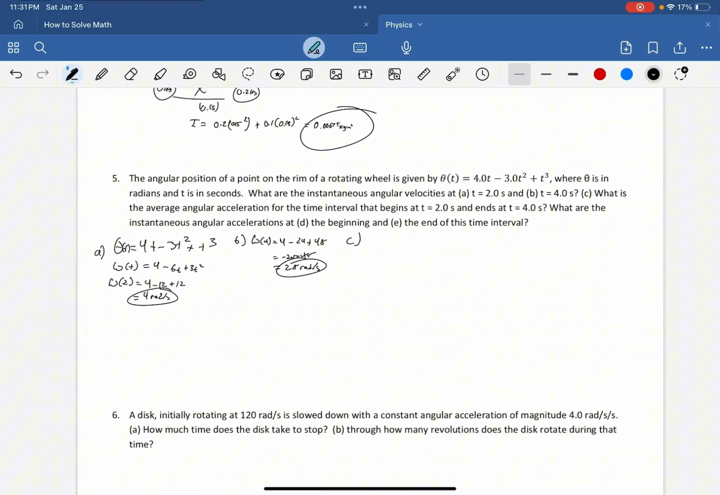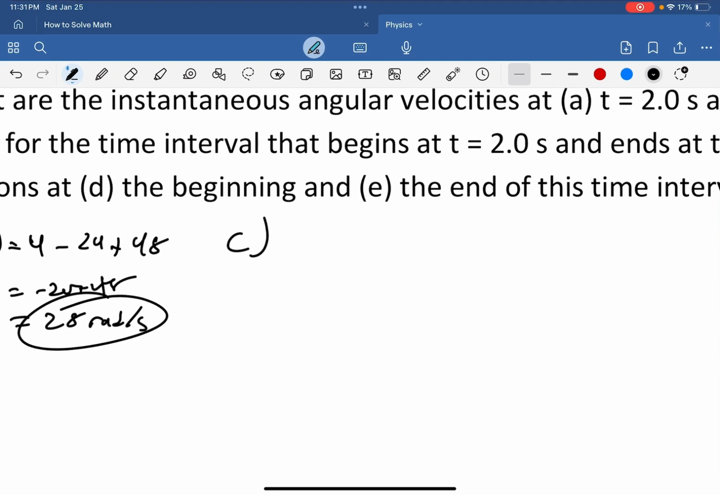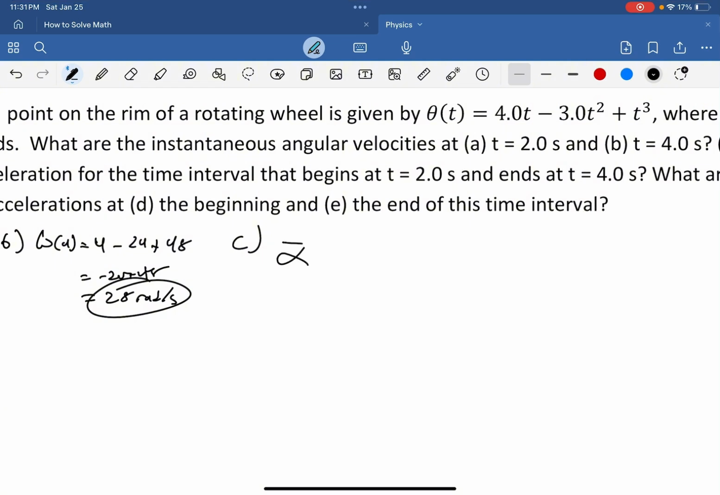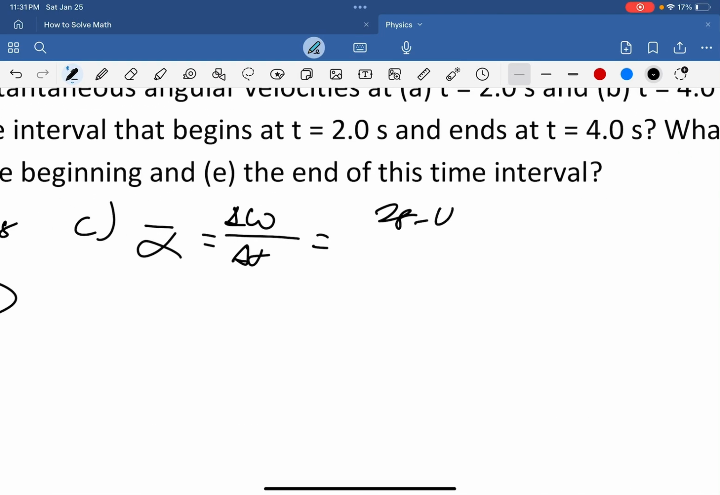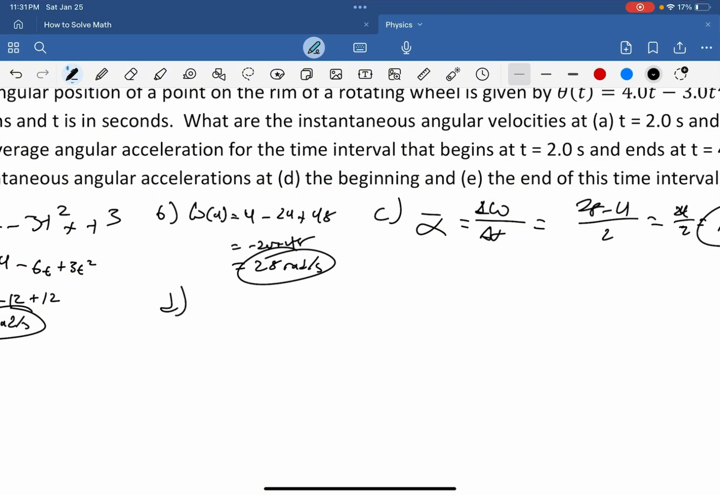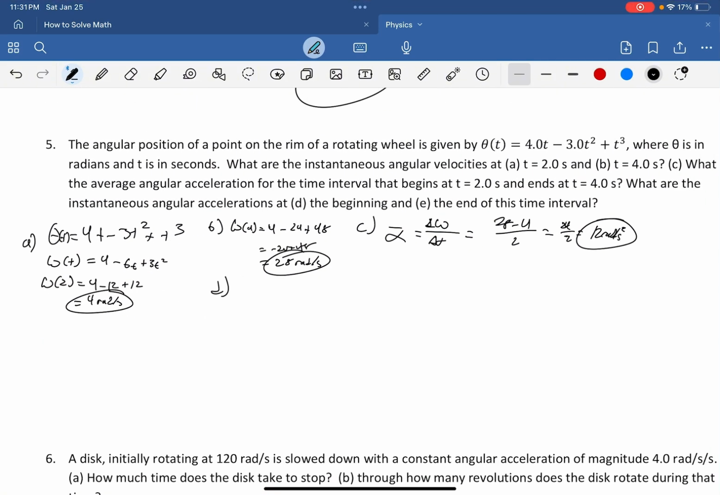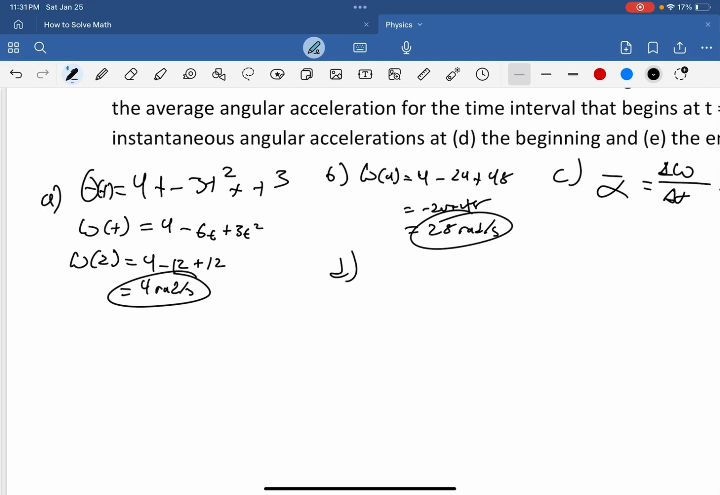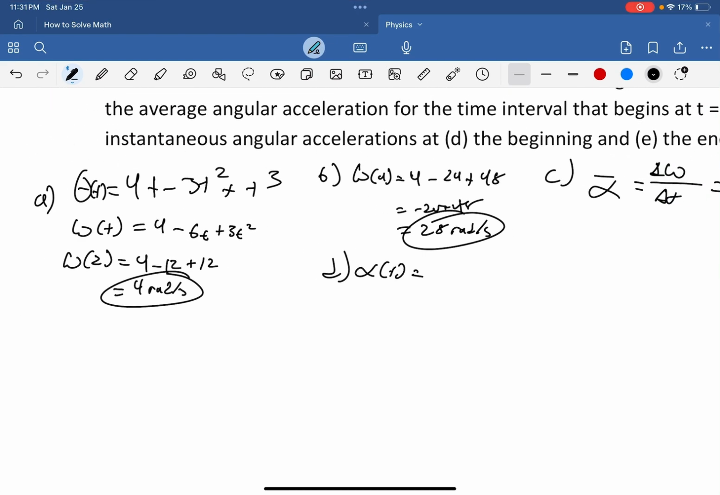C is asking, what is the average angular acceleration? For t equals 2 to 4, it's going to be 28 minus 4 over 2, 24 over 2, which is equal to 12 radians per second squared. And then D, what are the instantaneous angular accelerations at the beginning? So omega was that. That means alpha(t) is equal to negative 6 plus 6t.